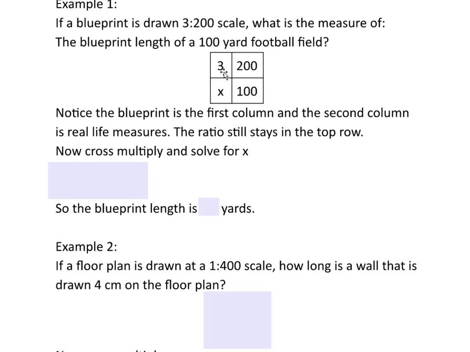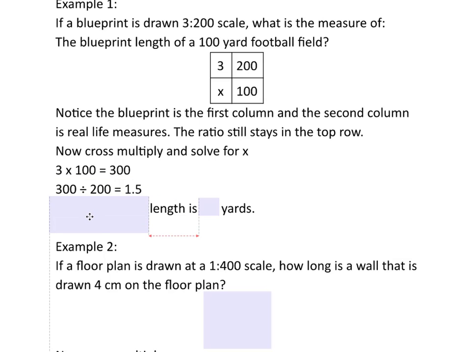So we have our blueprint numbers on our left column, and then on the right column we have our life size numbers. Okay. So now we cross multiply 3 times 100 because that's the diagonal numbers that we know, then divide by 200. So 3 times 100 gives us 300. 300 divided by 200 gives us 1.5. So the blueprint length is 1.5 yards.